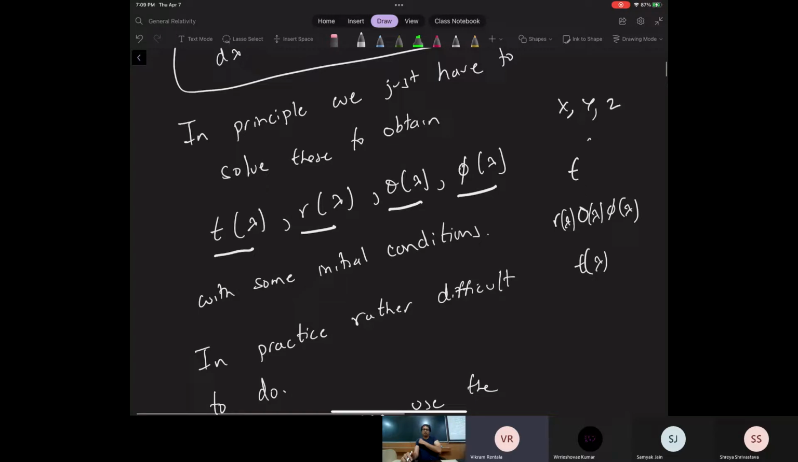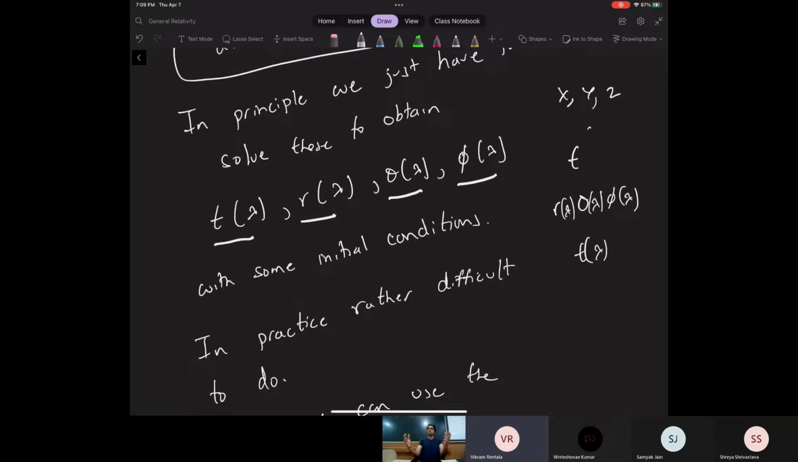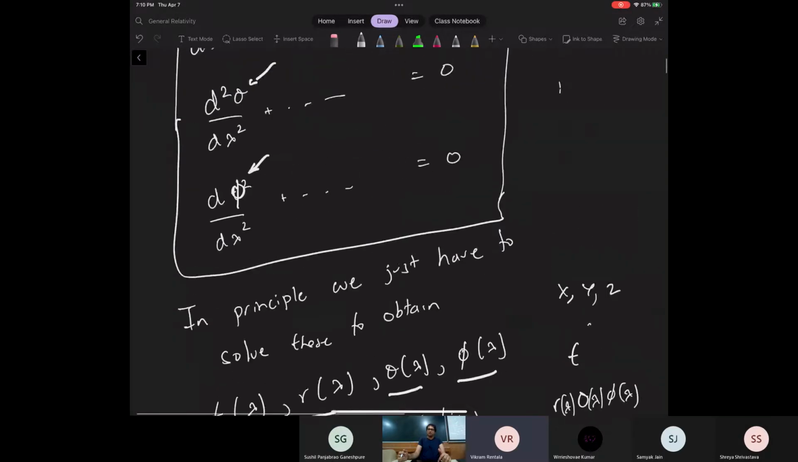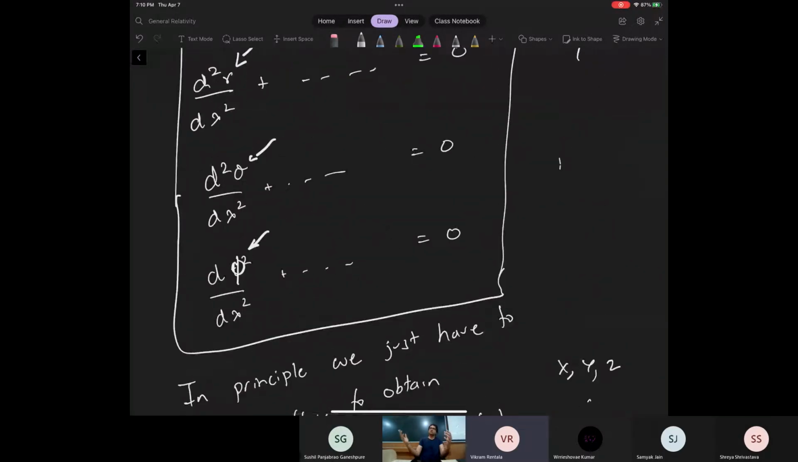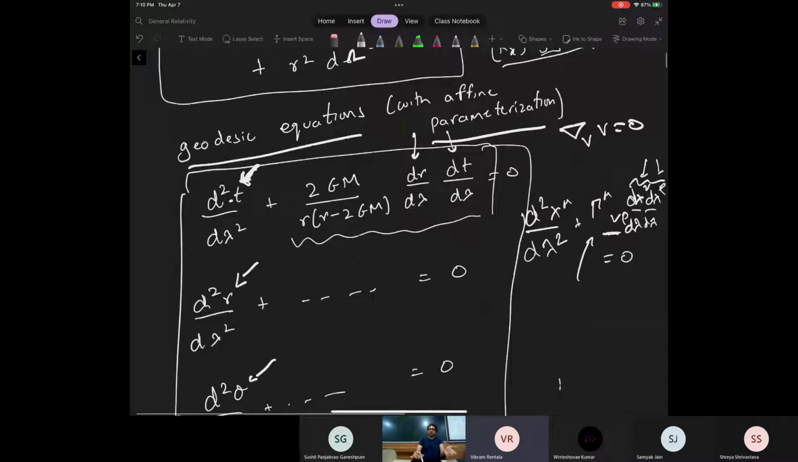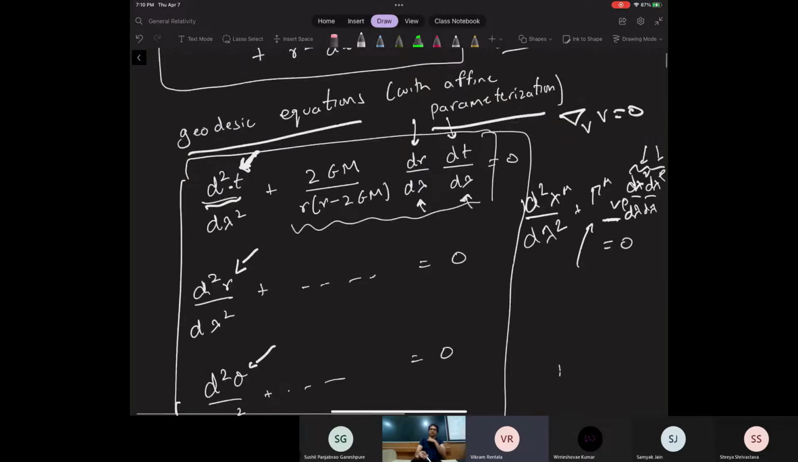Okay, but that's it, right? In principle, you just have to solve these equations. That seems like a straightforward thing to do, but the equations are horribly messy. There are a couple of differential equations, because this involves d²t/dλ², and it has dr/dλ and dt/dλ. Even the coefficients depend on R.